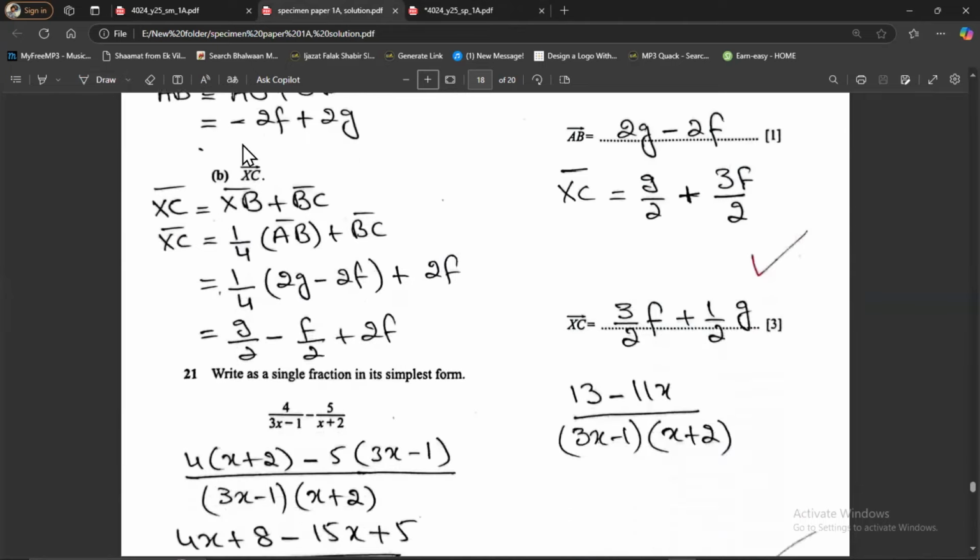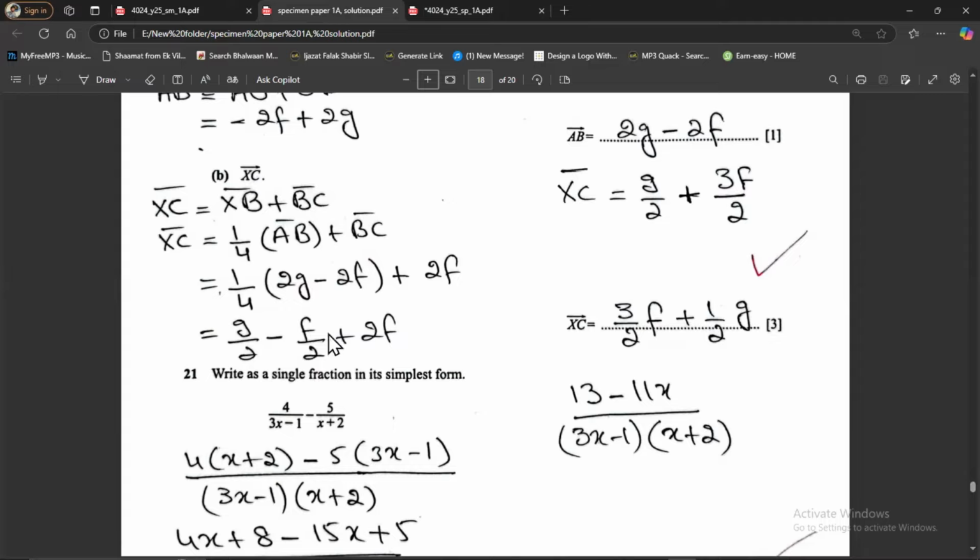So let me show you here. XC will be, we go from X to B, from B to C. XB is 1 by 4 of the AB, plus BC. So 1 by 4 of AB, which is 2G minus 2F, plus BC, which is 2F. So it will be G by 2 minus F by 2 plus 2F. So from 2F, if you subtract half F, you will be left with 3 by 2 F.